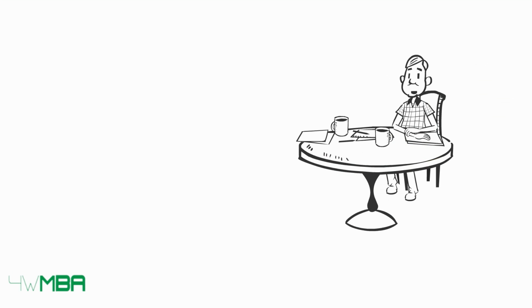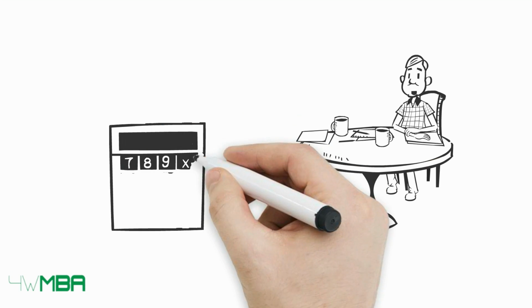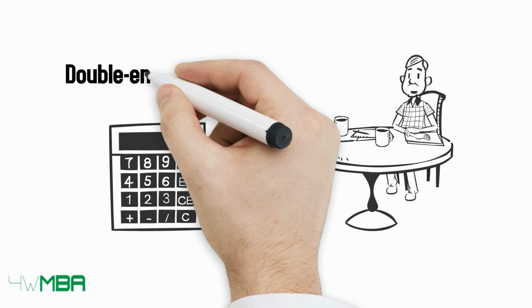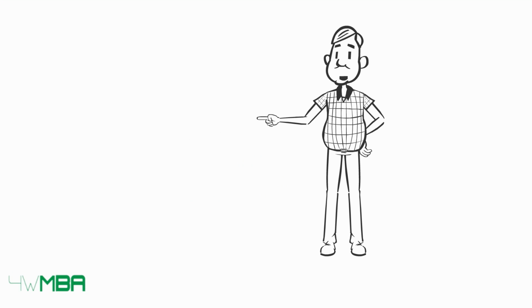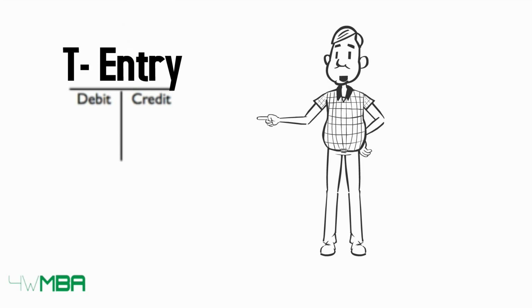As with any other language, the accounting system has its own. Indeed, in accounting, in order for you to record a transaction, you have to use the double entry system. What does it mean? Accountants use a visual aid called a T-entry. Due to its shape, the T-entry has two sides, debit and credit.